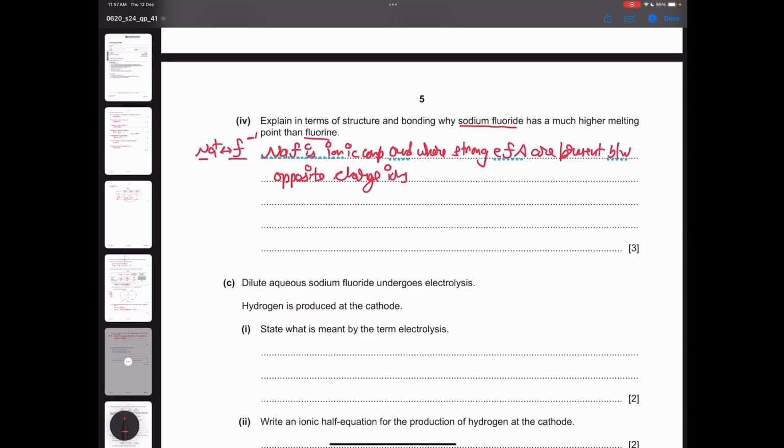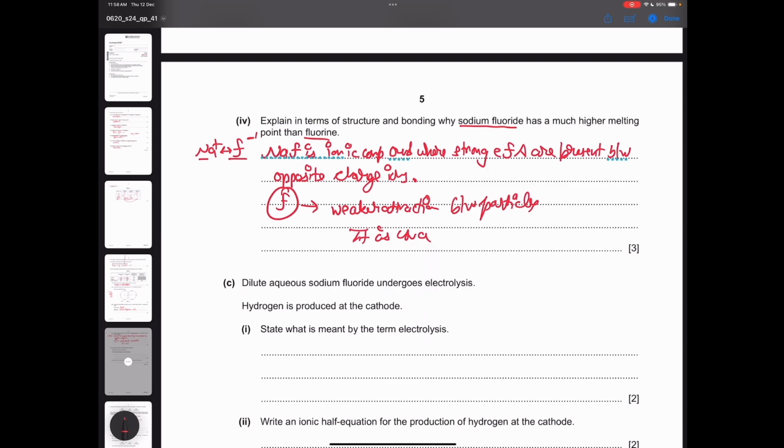And for fluorine, you just need to mention it's a simple covalent molecule with weaker attraction between particles. All right. So for fluorine, you just need to mention weaker attraction between particles. It's a covalent molecule. This is what you need to write.